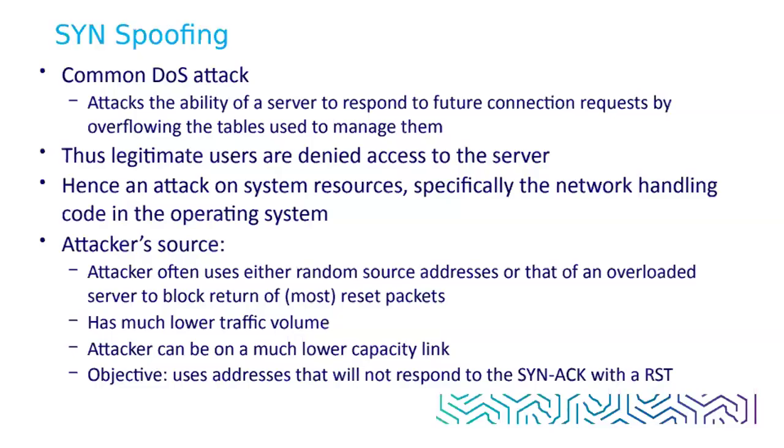The attacker sends thousands of SYN packets but never completes the handshake. These incomplete connections are called half-open TCP connections. Every server maintains a table of active connection requests, so thousands of incomplete connections fill the table and no space remains for genuine users. So what would happen now? The genuine users are denied access to the server.